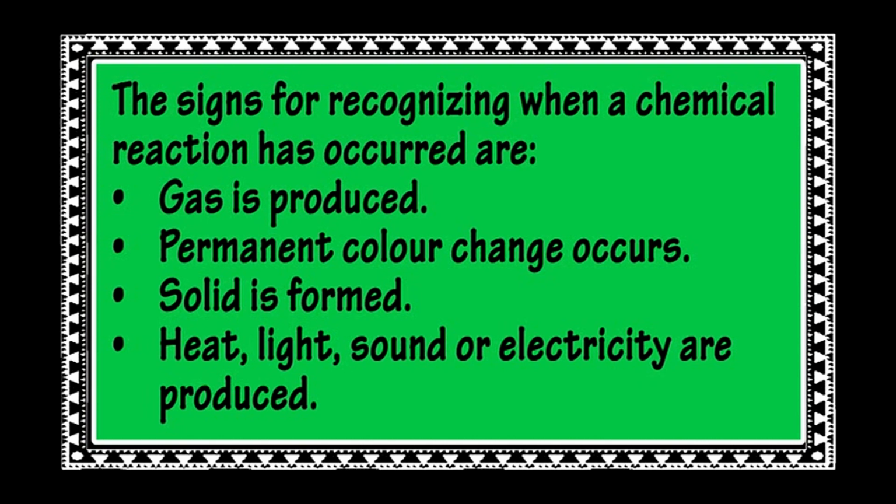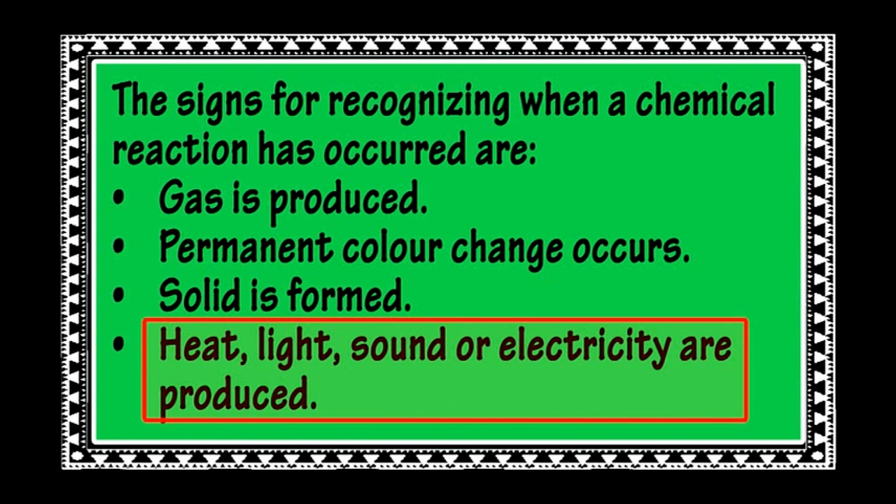The signs for recognizing when a chemical reaction has occurred are: 1. Gas is produced. 2. Permanent color change occurs. 3. Solid is formed. And 4. Heat, light, sound or electricity are produced.